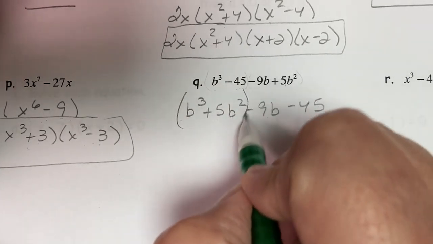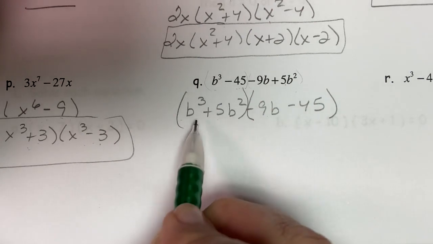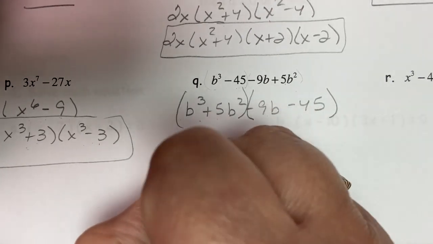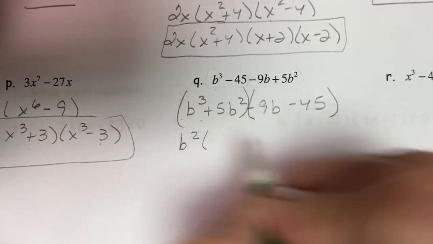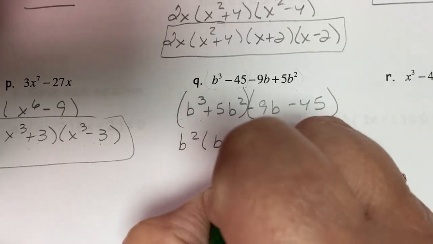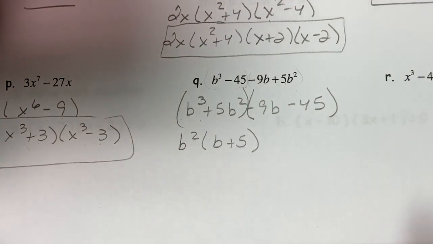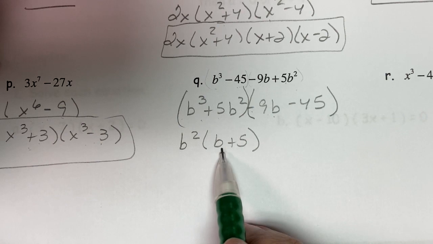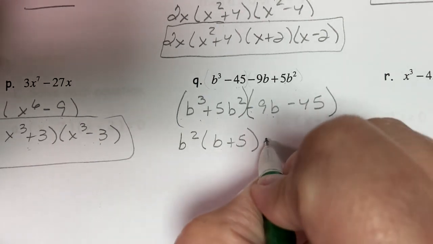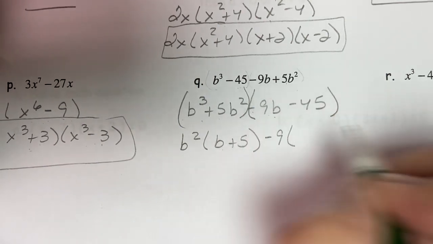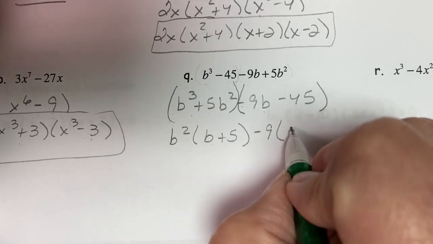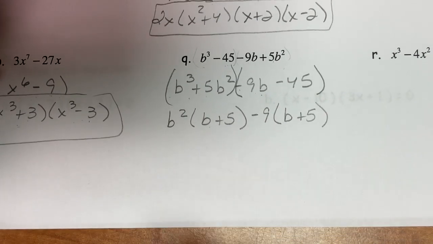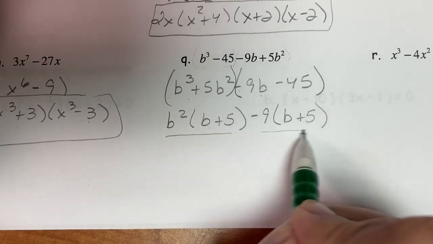So now when I group them 2 and 2, I can take a greatest common factor out of here. And what is it? It is b squared, which will leave me with b plus 5. What can I take out of my second group, knowing that I need 2 positives when I do? Well, I'm going to end up having to take out a negative 9, which when I divide it back will give me positive b plus 5, exactly what I needed. So we're doing the grouping method.